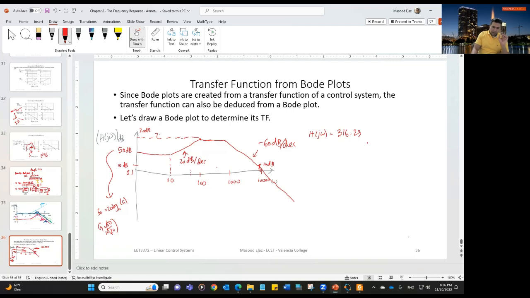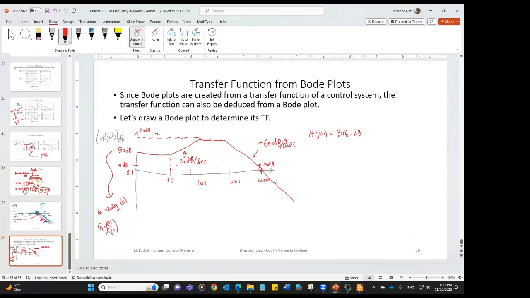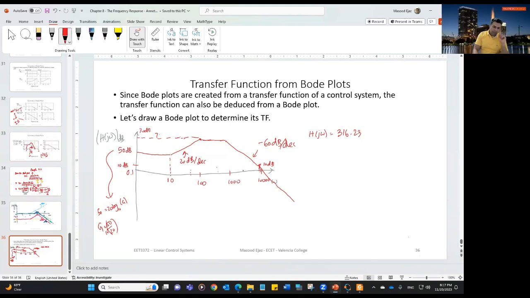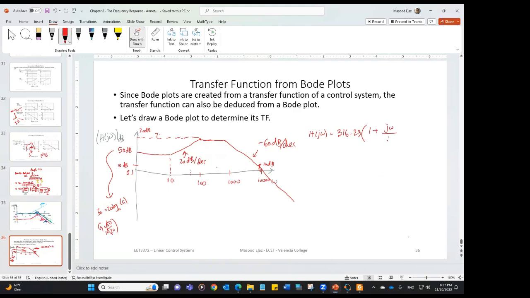Now the curve is changing over here at 10. What is the factor that is making it change, a 0 or a pole? That is a 0, because it's increasing by 20 decibel per decade. So what will be that 0? That means 1 plus j omega over 10. Exactly, so j omega over 10.